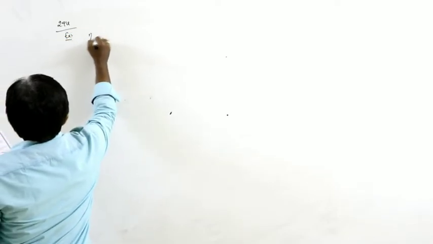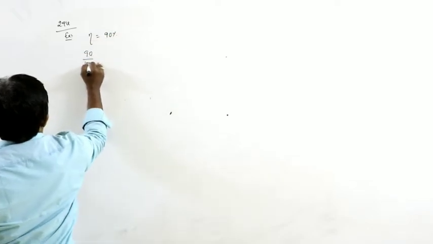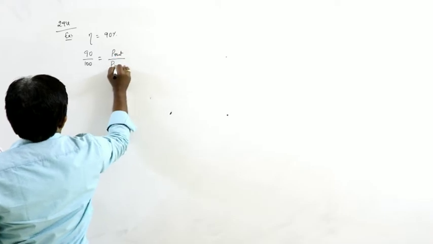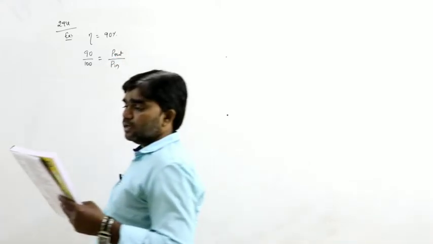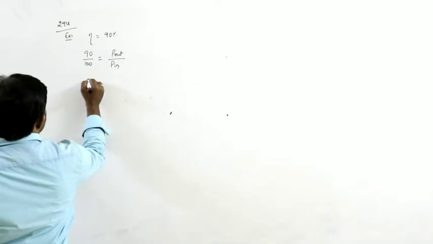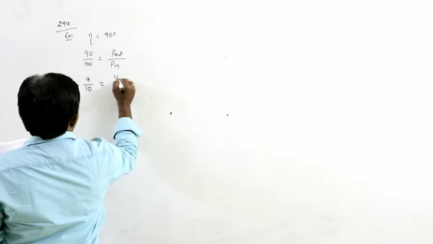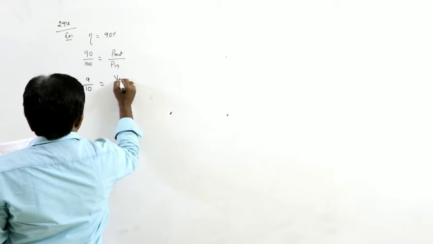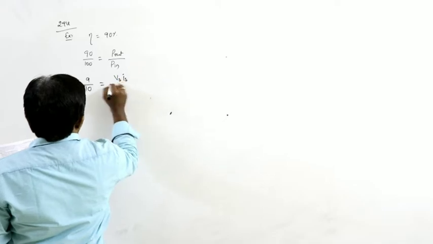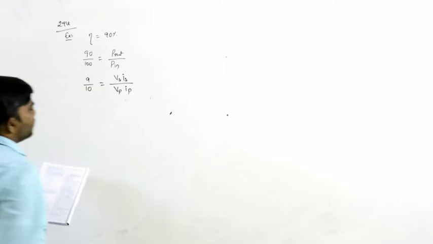So efficiency is given as 90%. That means 90 by 100 is equal to power output divided by power input. So that means 9 by 10 is equal to output power, potential across secondary times current across secondary, divided by potential across primary times current across primary.